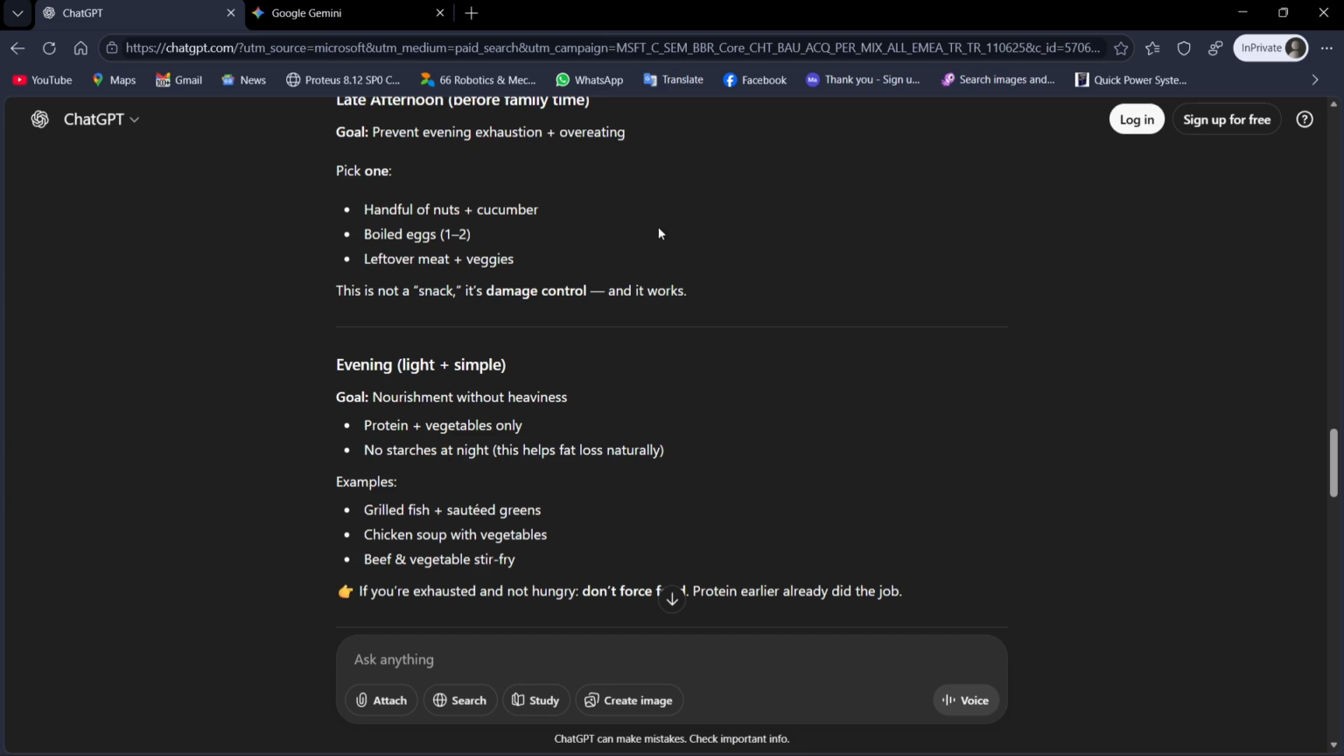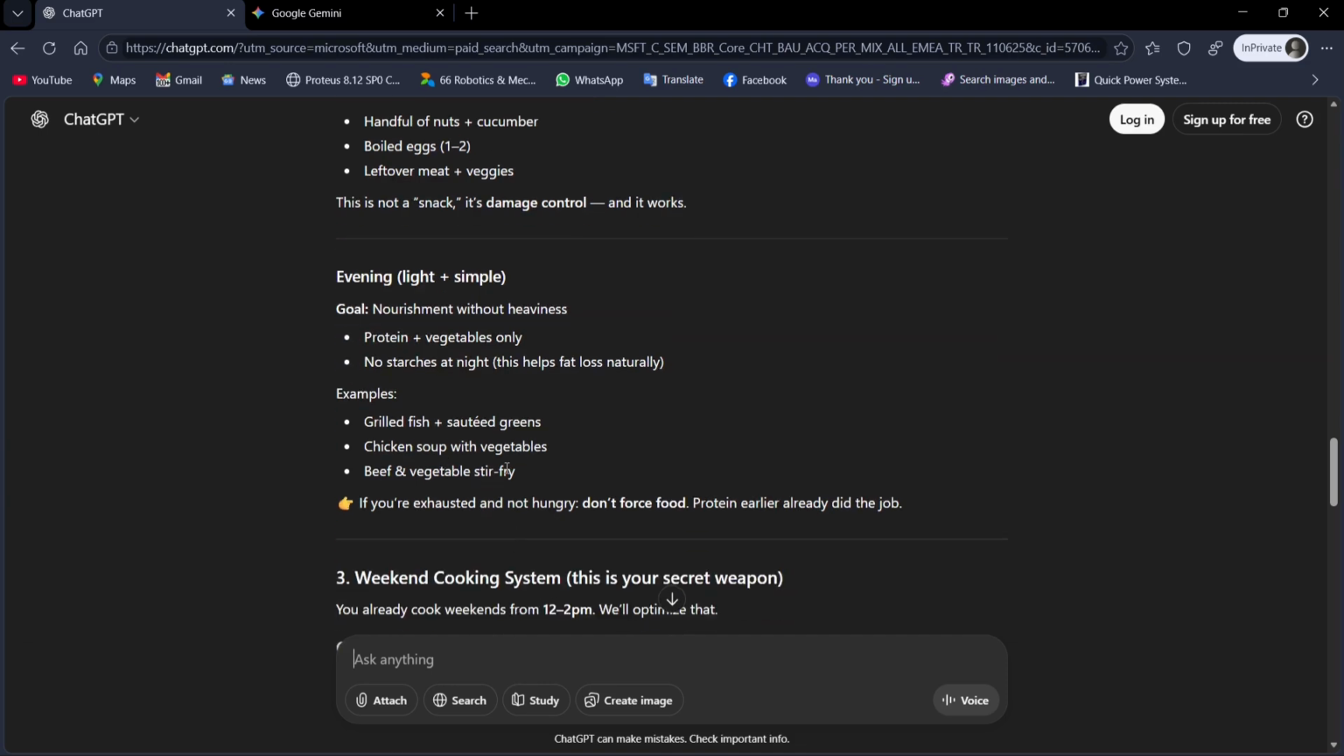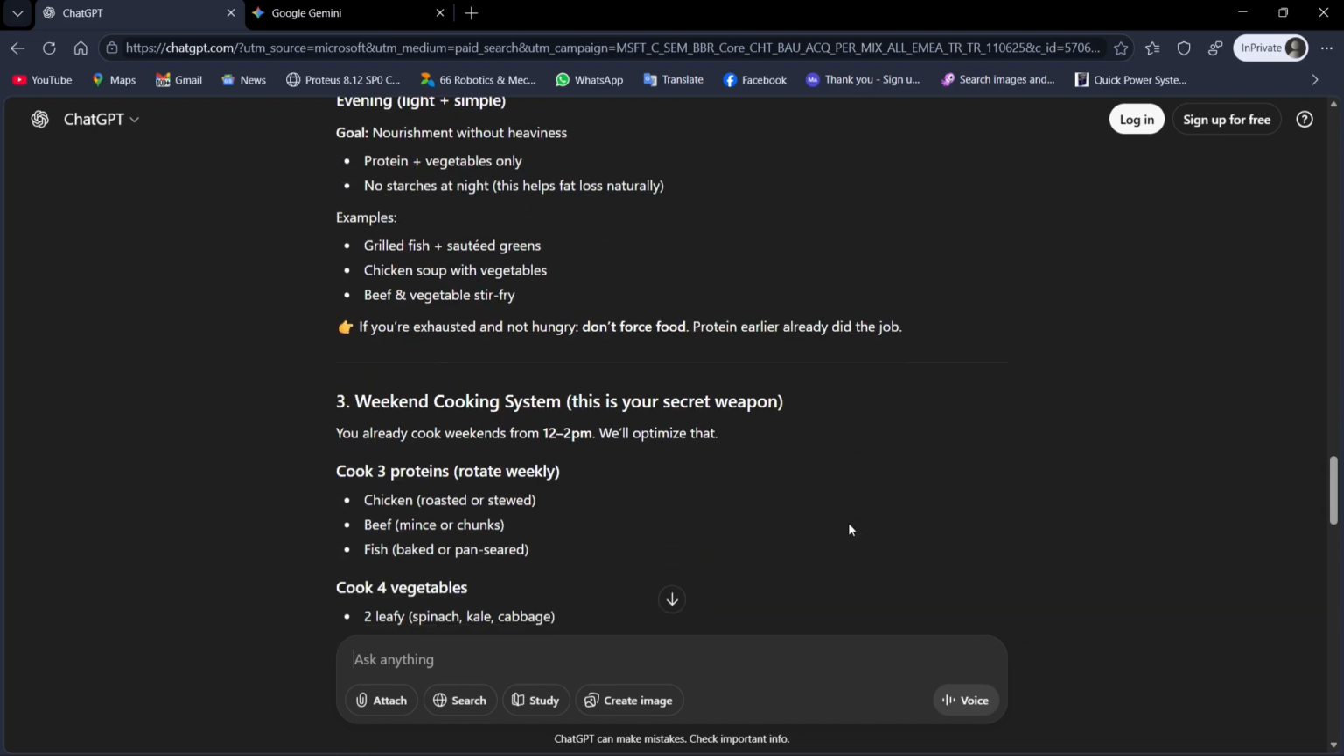This is very great. Examples: grilled fish plus sauteed greens, chicken soup with vegetables, beef and vegetable stir fry. If you're exhausted and not hungry, don't force food. Protein earlier already did the job. So it's basically saying if you're exhausted and you're not hungry, don't eat. Just go to bed like that.